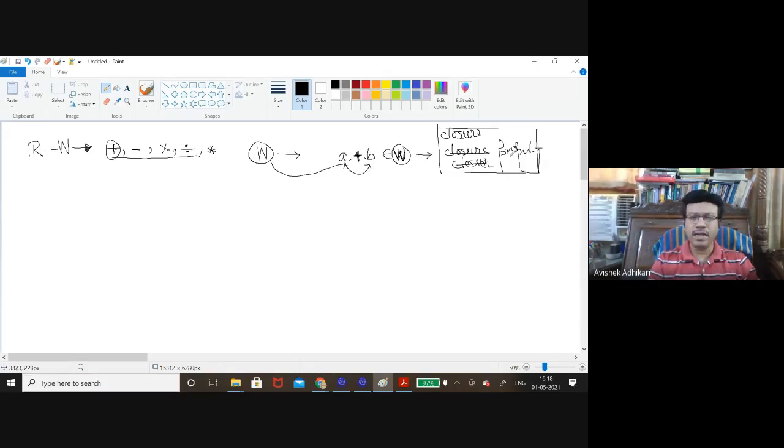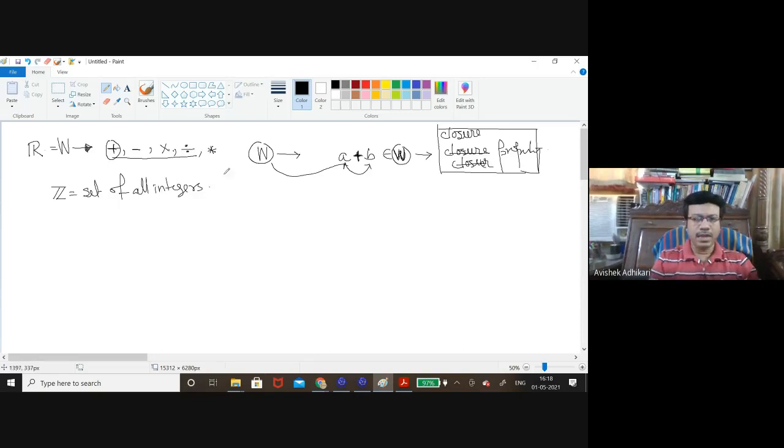This is where you do not have to worry about whether the addition of two elements is going out of the business or not. For example, let us think about Z. Z means the set of all integers.